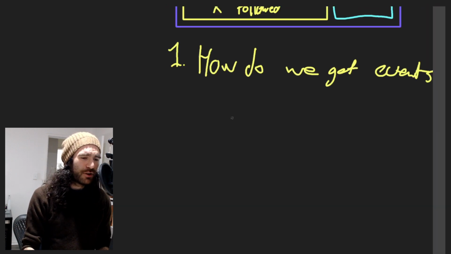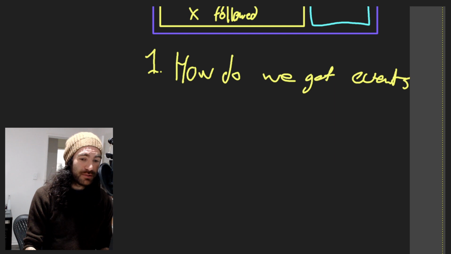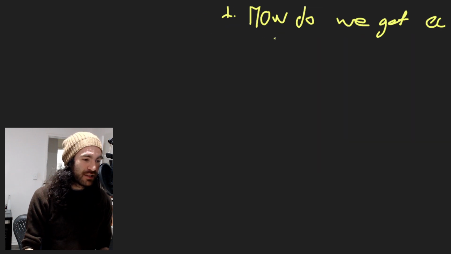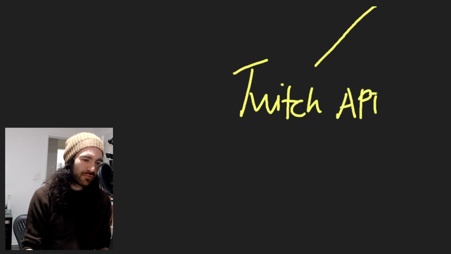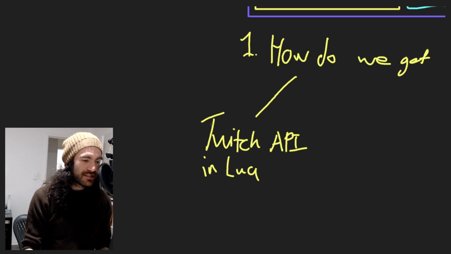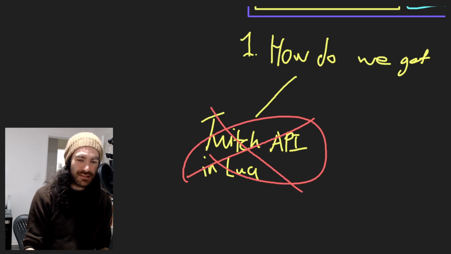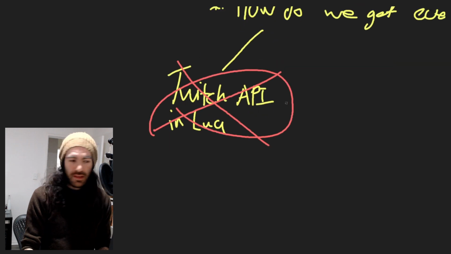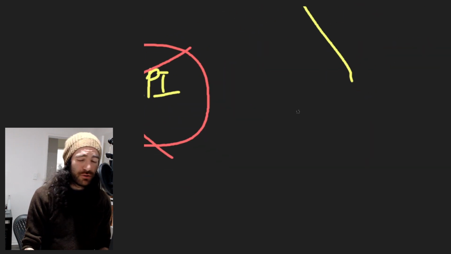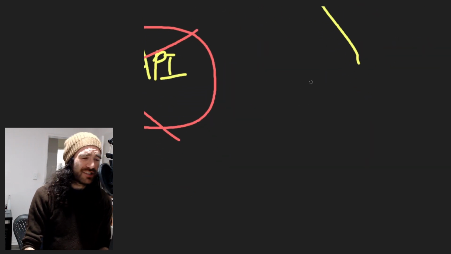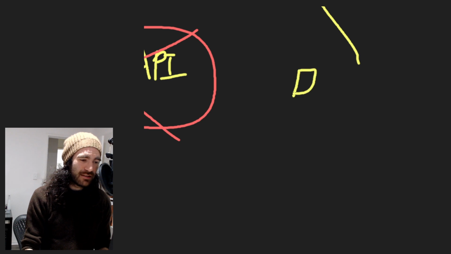It's good, it's good. So, how do we get events? We have 2 options. Option number 1 is we actually do like Twitch API in Lua. And I think this is gonna suck, so we're not gonna do this. I think this is a bad idea. So what else can we do? Well, we could build some kind of other channel.